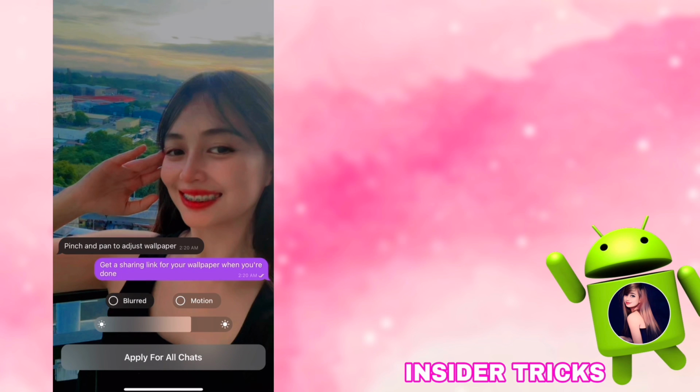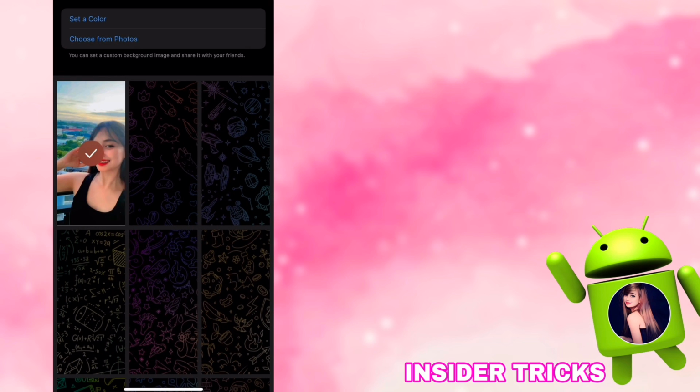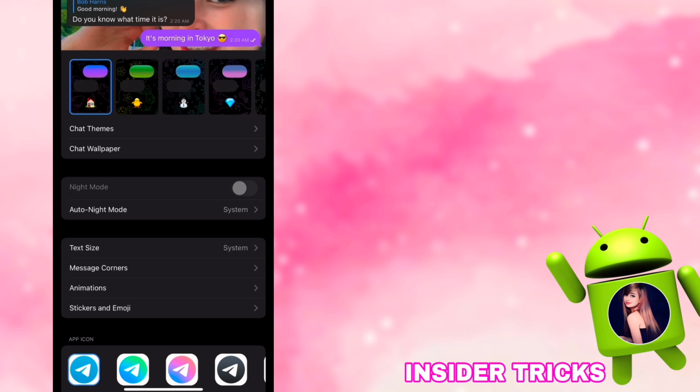Then, nakalagay dito, pinch and pan to adjustable paper. So, pwede nyo siyang palakihan at paliitin. So, ito na yung bet ko. Then, pwede nyo rin siyang i-blurred or motion na gumagalaw.